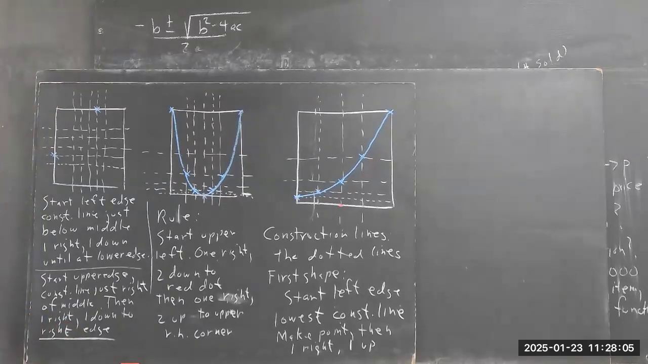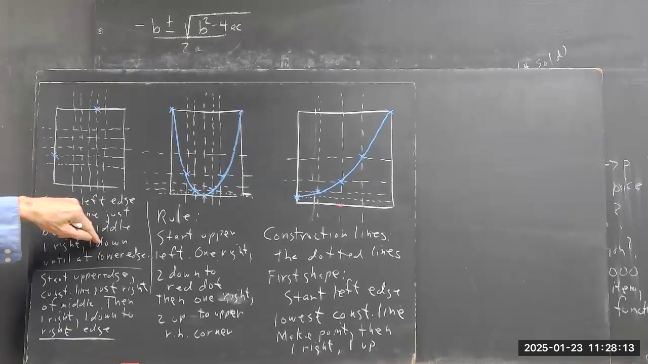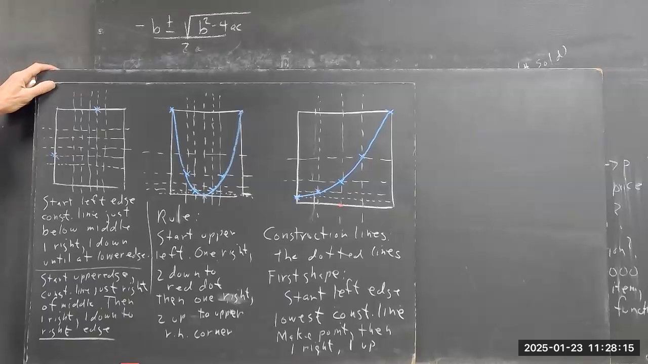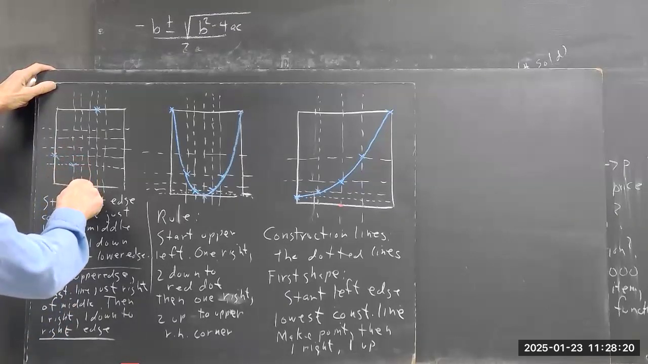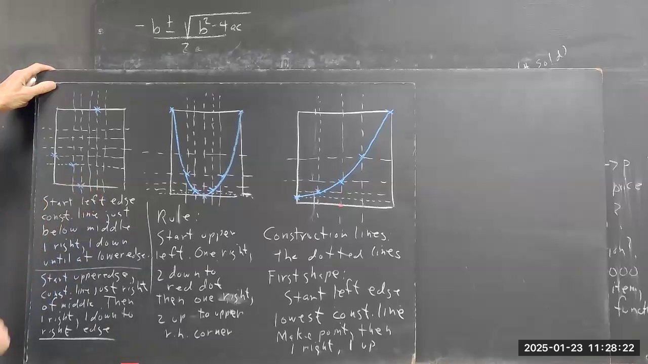So let's do the movement. Starting at this point, that's on the left edge, we go one right, one down until we hit the lower edge. And it doesn't take long. We go one right, one down. We go one right, one down, and there we are at the lower edge. And as I said last time, you don't cross the middle.